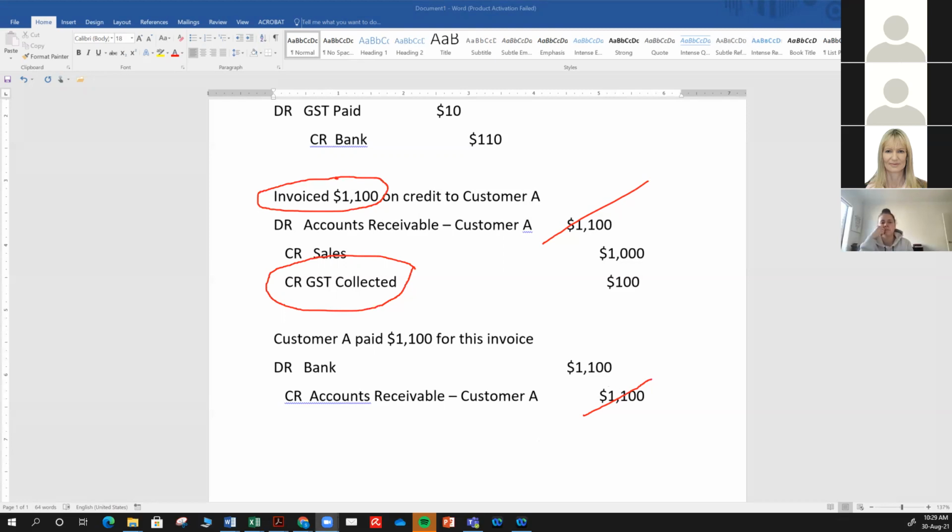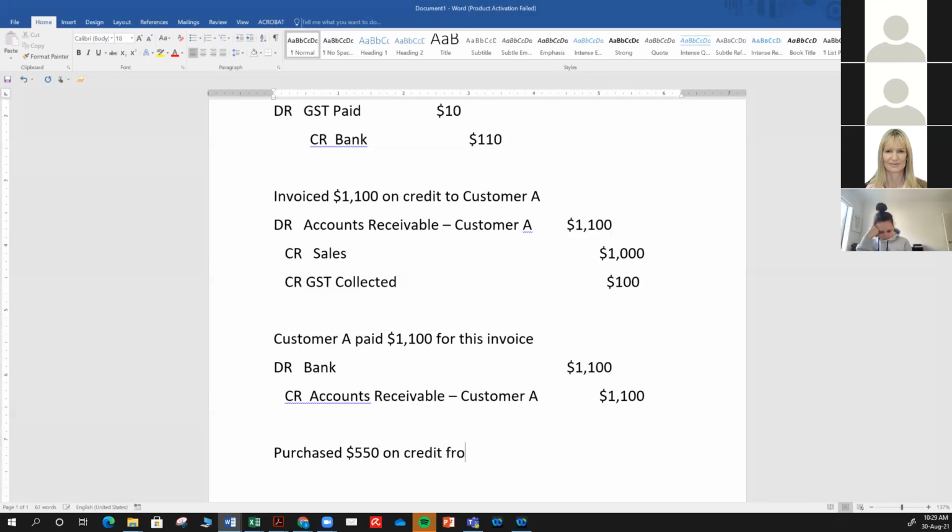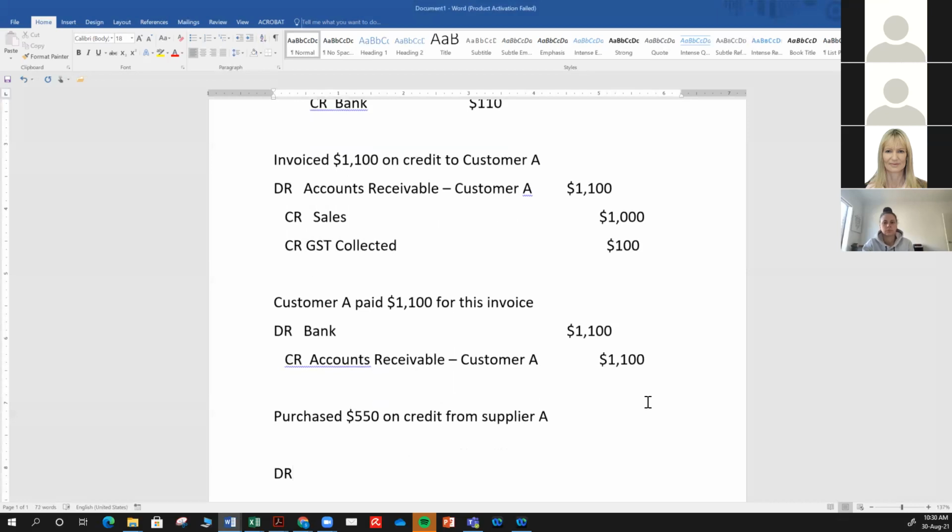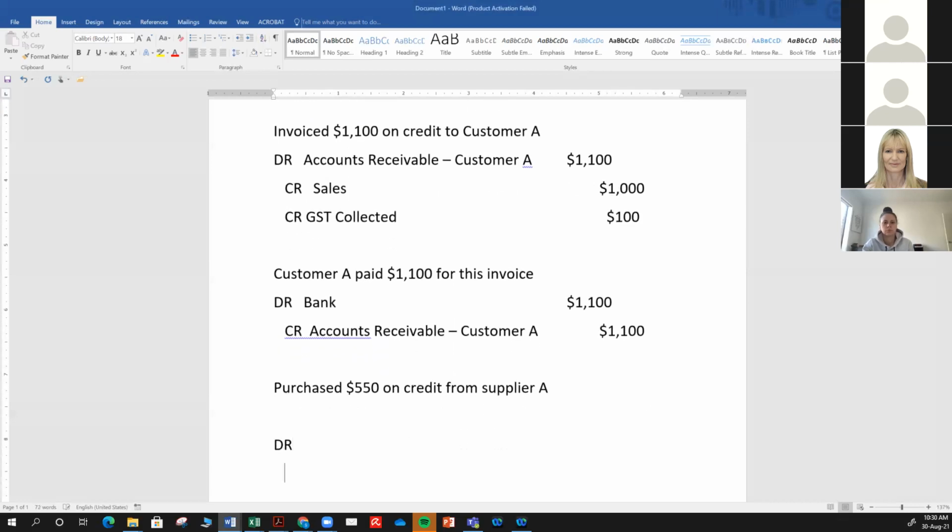Cool, thanks. All right, now we have to do another one on AP, okay? Purchase, 1,000, I would say 550, easy, okay? On credit from supplier A. What are the entries? Accounts payable. Hang on, don't be so fast. Okay, where do we debit and where do we credit?